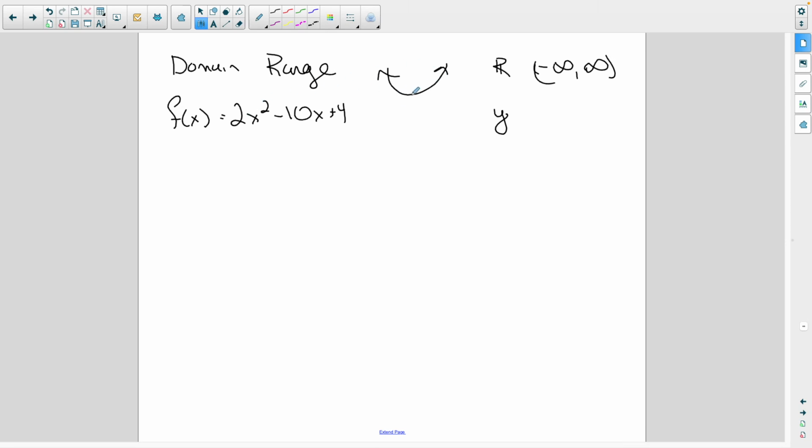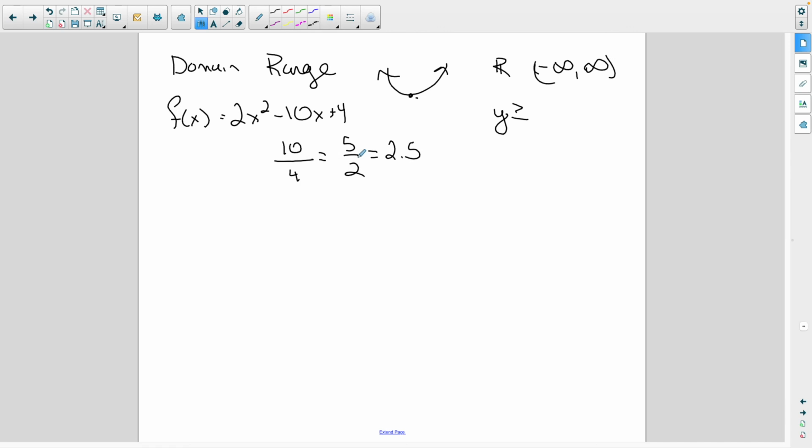This is a normal parabola, so y is going to be greater than or equal to, and we need to figure out what this is. To do that, you have to find your vertex. So again, negative b over 2a, which would make it 10 over 2a, which would make this 4, so this would give me 5 halves, or 2.5. But that gives me my x-coordinate. What I need is my y-coordinate.